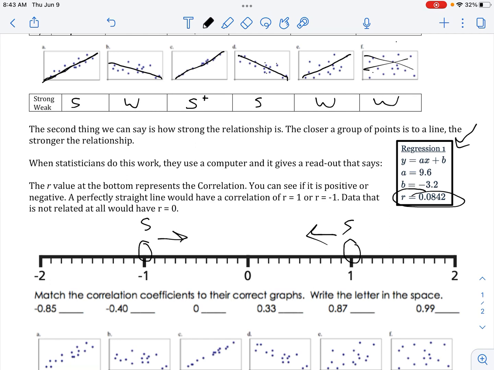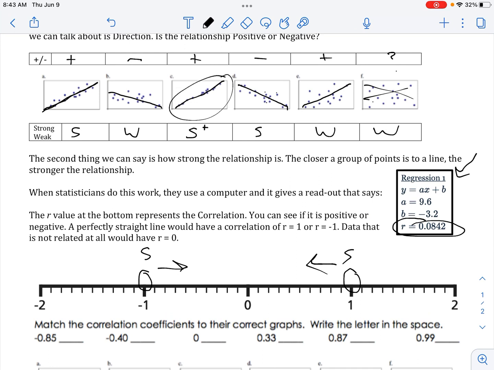And a lot of our stronger ones up here, like this one, letter C, is probably, because it's positive, way up here at like a 0.9-ish value, maybe 0.97 or something like that, for an R value. As we get closer to weak, like this one, that would be closer to 0. So this regression that they tell us up here, that is a very weak R value. That's 0.08. That's way down here. Really, really low.